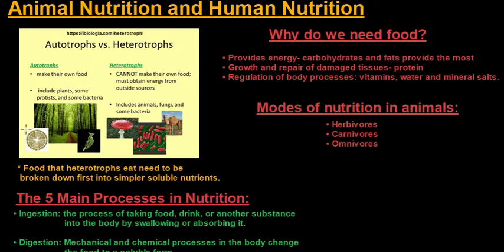In this video we'll be looking at animal nutrition and human nutrition. Now, to understand these two, we need to know how food is obtained, and that is done in two ways: either an organism being autotrophic or heterotrophic. Autotrophic organisms can make their own food, so this includes plants, some protists and some bacteria, and this is done generally through the process of photosynthesis.